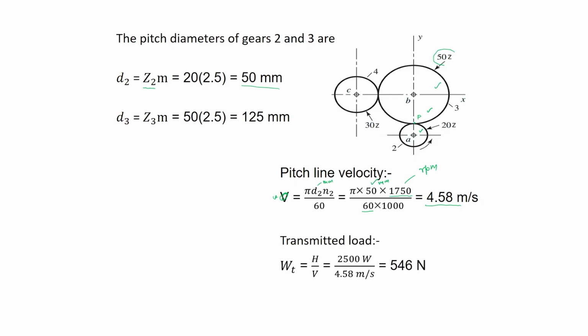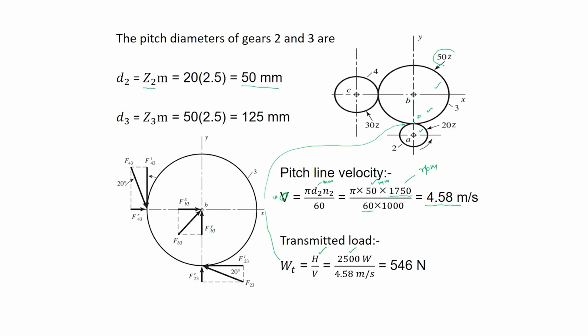So, the transmitted load will be equal to the power which you want to transmit from this pinion to the idler, which is 2500 watt, given in the problem, divided by the pitch line velocity. And so the transmitted load is obtained here at this point. This is the transmitted load at this point. So, we have F23 given by this one.